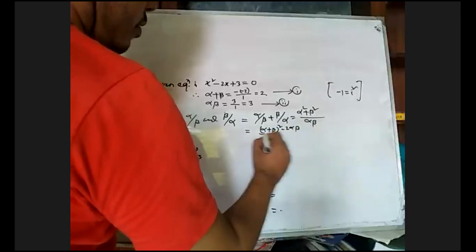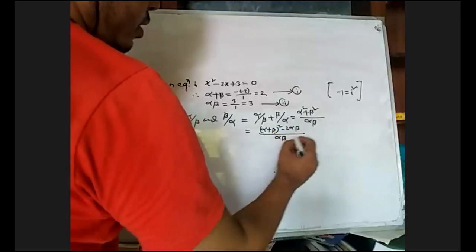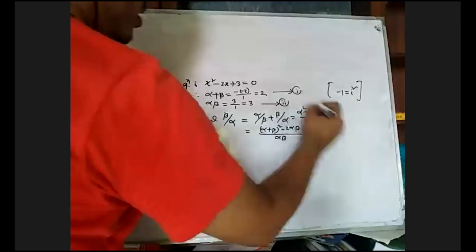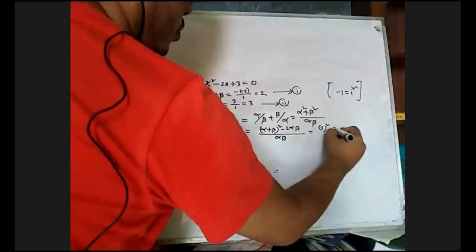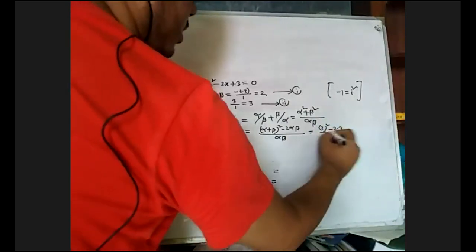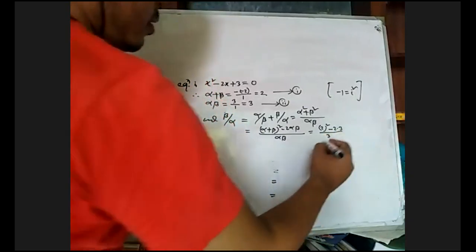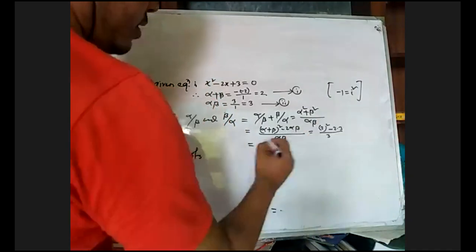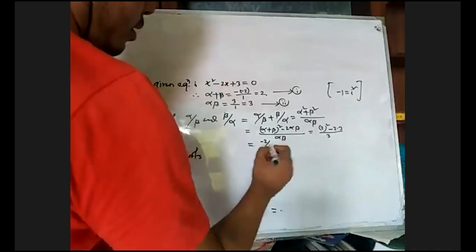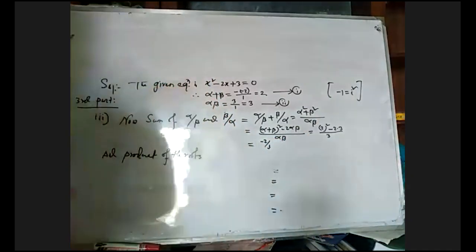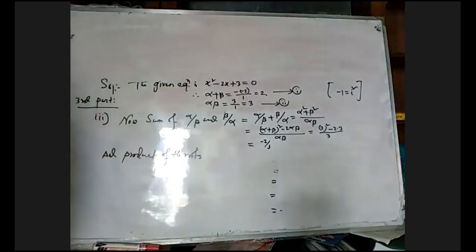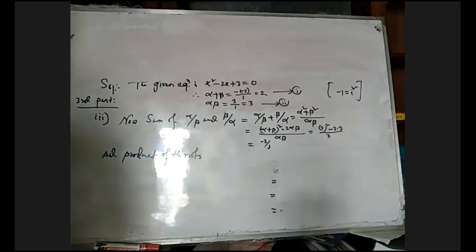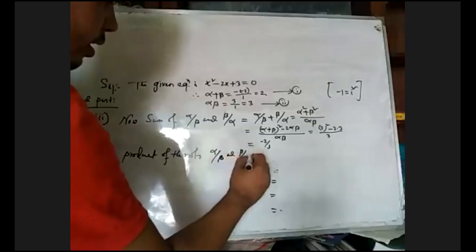Okay, formula. Now just putting the values: alpha plus beta, what? 2, and alpha into beta 3. Okay, so what's the value here? 4 minus 6, minus 2 by 3. Sum of the roots is minus 2 by 3, and the product of the roots, alpha by beta and beta by alpha.